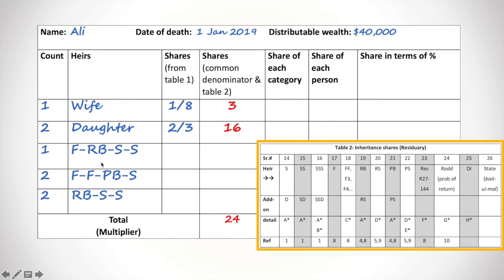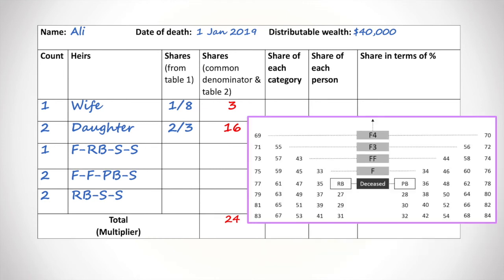Now, if someone only had 1, we would have just given them the share. But since in this case we have 3 potential extended Asba relatives, we need to figure out who's the closest one who will get those 5 shares. Let's go to table 3 to see who among these 3 is the closest one. So first one is father's real brother's son. Looking at table 3, this black box is the deceased, the dying person. We go to father, move to the left for the real brother side, and then the son will be 35 and son will be 37.